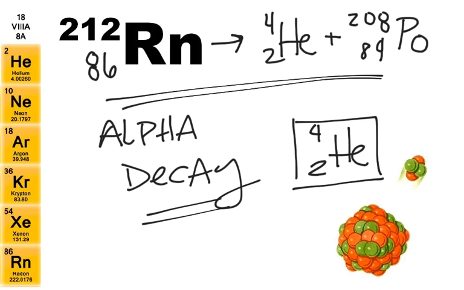Now once in a while we're going to see particles on the left side of the arrow as well. But if you see decay, then that pretty much means that particle shows up on the right side of the arrow, one of the products.